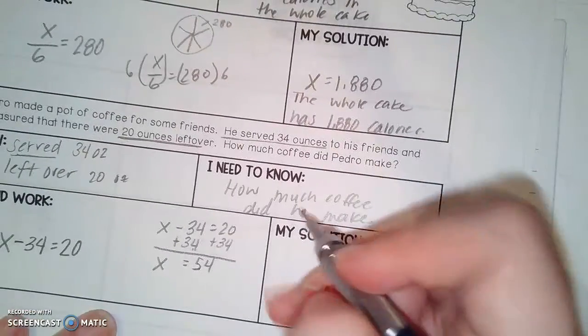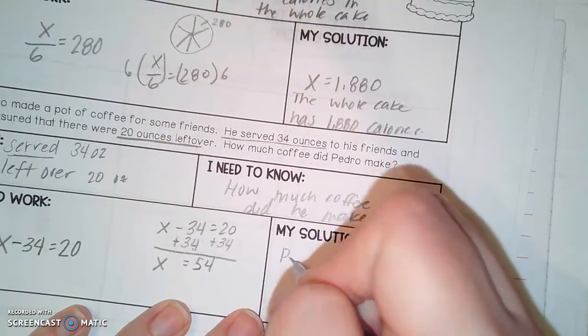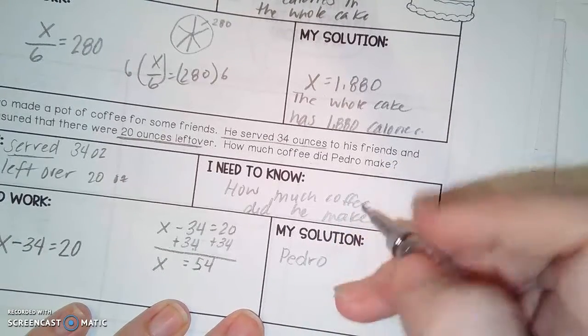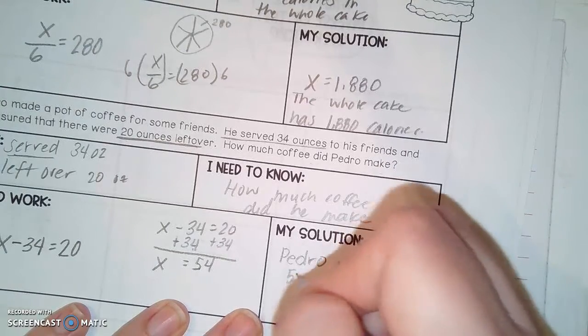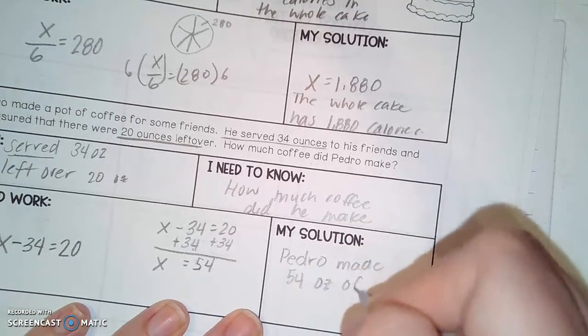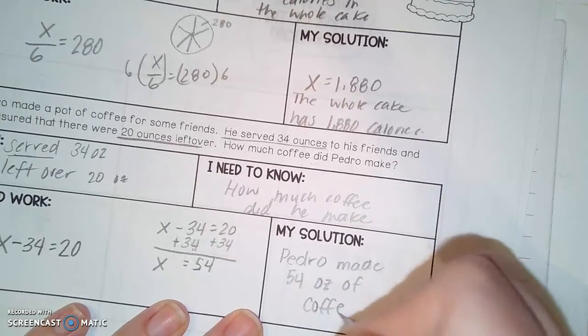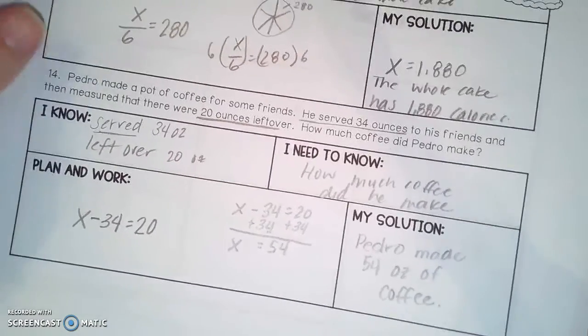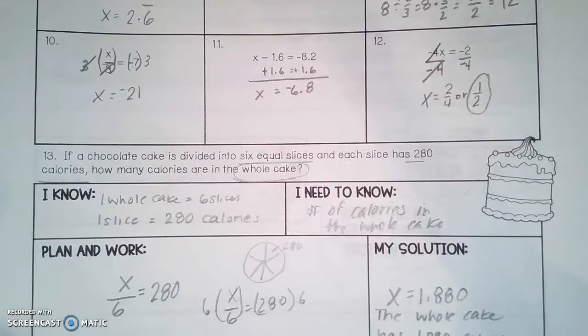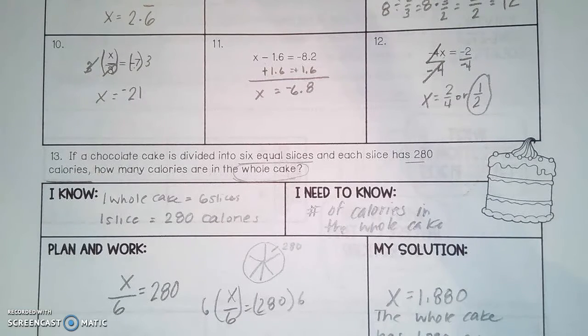So my solution is not just 54. My solution is applied back to the answer. Pedro made 54 ounces of coffee. All right, guys. So this is how we bring this into a real-world application, making sure that we're able to solve for that variable. Key takeaways: we need to isolate the variable by doing the opposite of the operation, and you have to do it to both sides to keep it balanced.